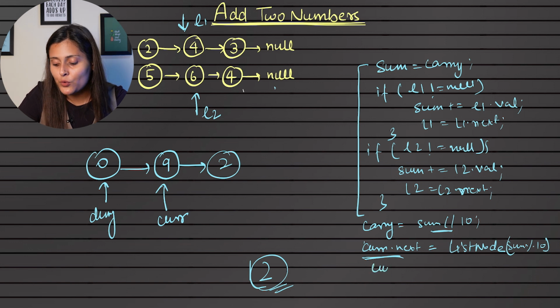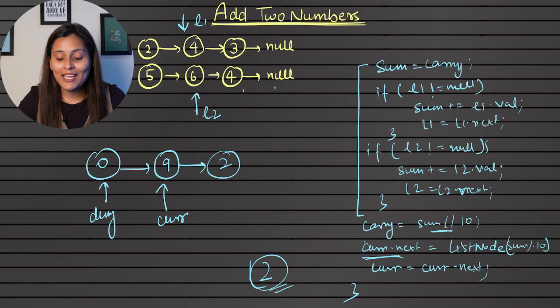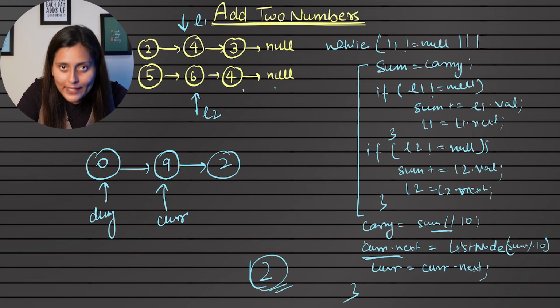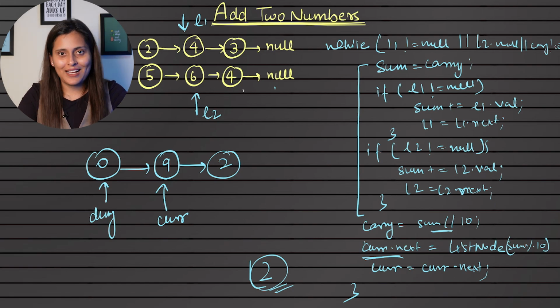correct. Now what we have to do, we have to move our current ahead. So current is equal to current dot next, and that's it. Very simple, don't you think? And the condition will be same in the while. And what was that? While my L1 not equal to null, or else L2 not equal to null, or else carry not equal to 0, okay, that's it.